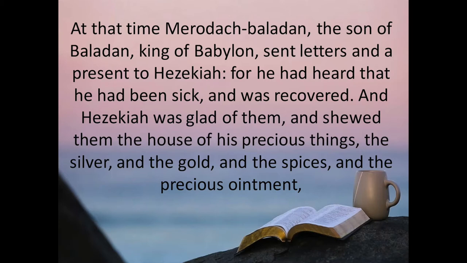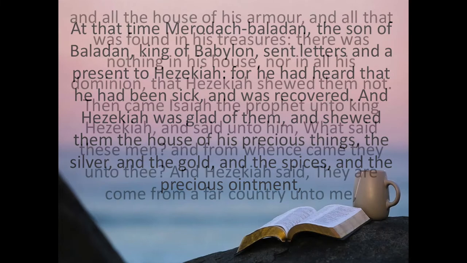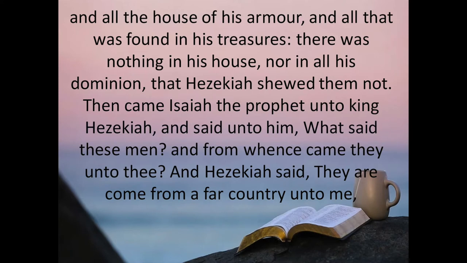Merodach-Baladan, the son of Baladan, king of Babylon, sent letters and a present to Hezekiah, for he'd heard that he had been sick and was recovered. And Hezekiah was glad of them and showed them the house of his precious things, the silver, the gold, the spices, and the precious ointments, and all the house of his armor and all that was found in the treasure. There was nothing in his house, nor in all his dominion, that Hezekiah showed them not.